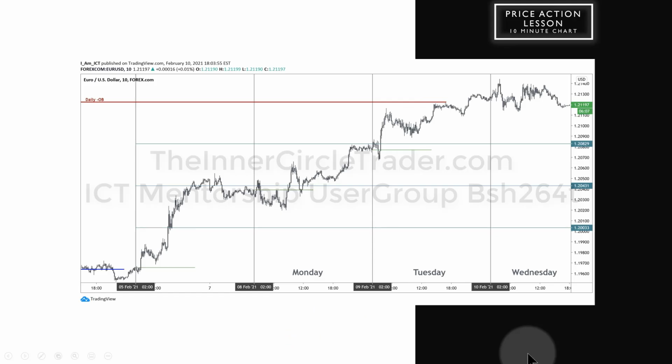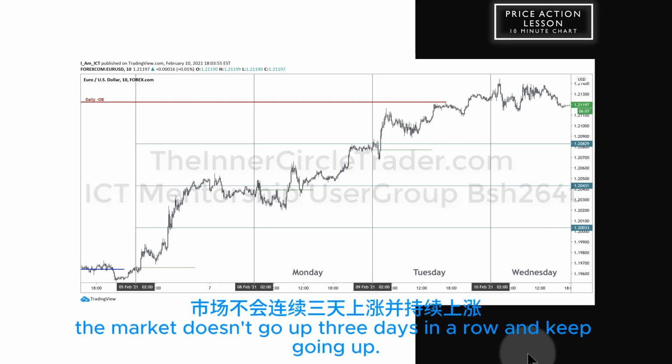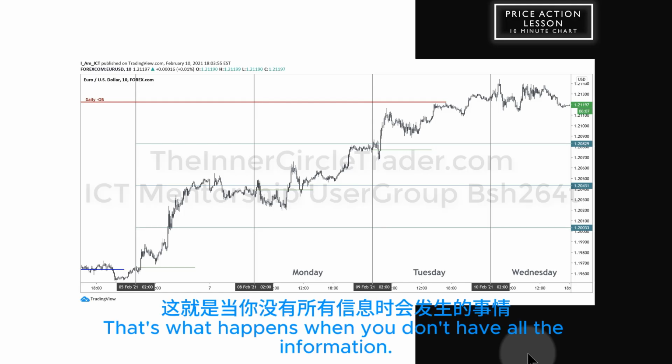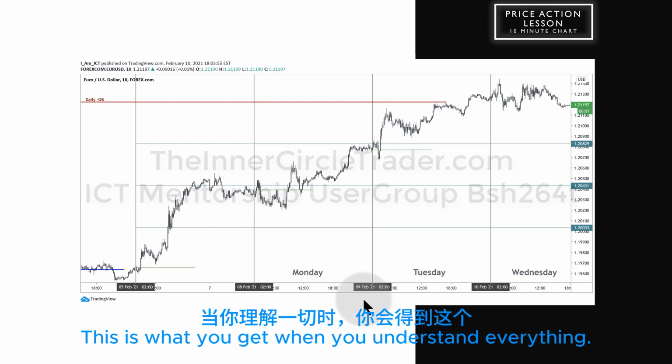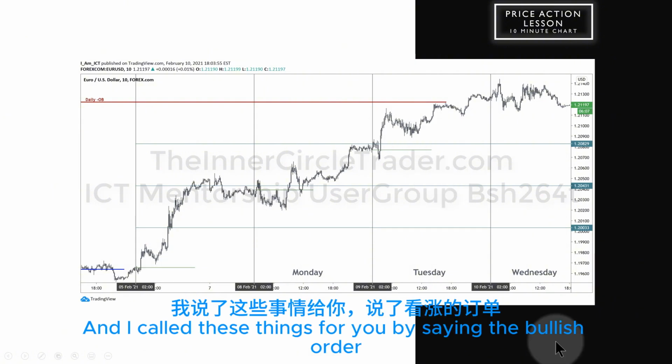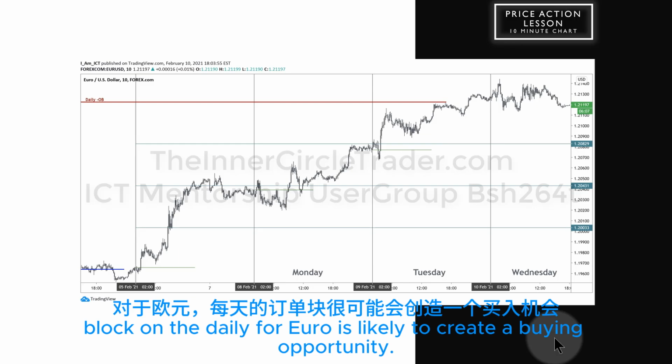Now, there are certain courses out there that'll say the market doesn't go up 3 days in a row and keep going up. That's what happens when you don't have all the information. This is what you get when you understand everything. And I called these things for you by saying the bullish order block on the daily for euro is likely to create a buying opportunity.